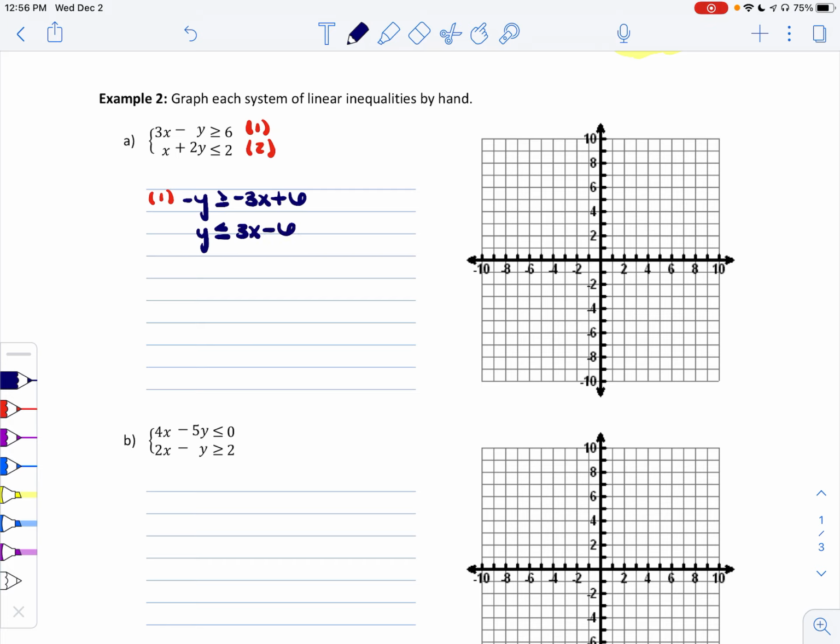All right, so if we go ahead and graph this one, our y-intercept is 0, -6. Our slope is 3, or 3 over 1. So I'm going to go up 3 over 1, which would put me right here at 1, -3 for my second point. All right, again, sketch in our line.